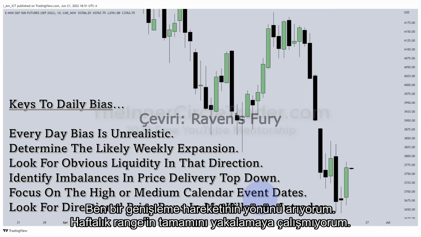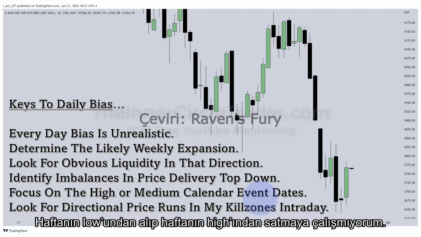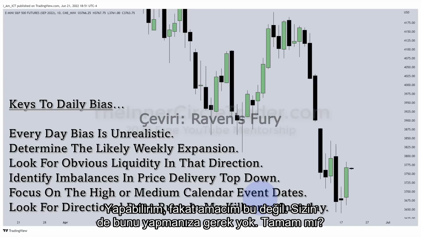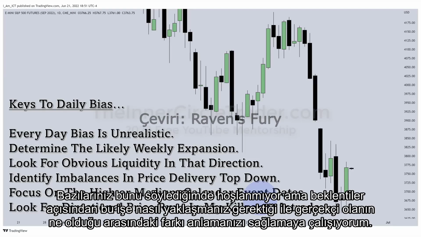I'm looking for the direction of an expansion move. I'm not trying to get the entire weekly range. I'm not trying to buy the weekly low and sell the weekly high. I can, but that's not what I'm trying to do. You don't need to do that, okay? I know some of you hate when I do that, but I'm trying to make sure that you understand there's a distinction between what you should be coming into this with in terms of expectations and what is realistic, okay?